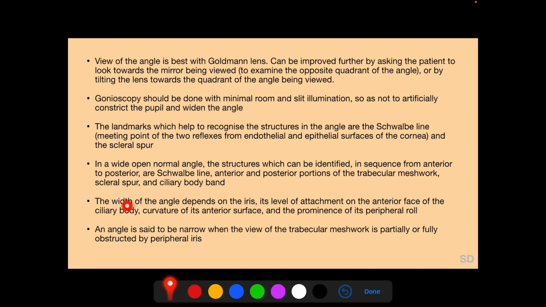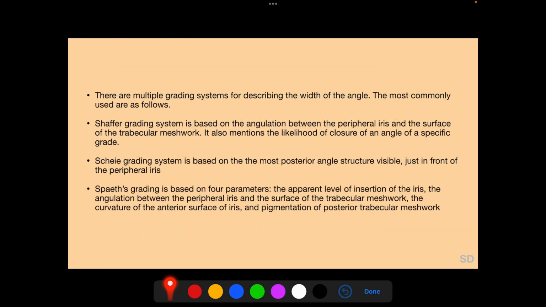The width of the angle depends on the iris, its level of attachment to the anterior face of the ciliary body, the curvature of its anterior surface, and the prominence of its peripheral roll. An angle is said to be narrow when view of the trabecular meshwork is partially or fully obstructed by the peripheral iris. There are multiple grading systems for describing the width of the angle.